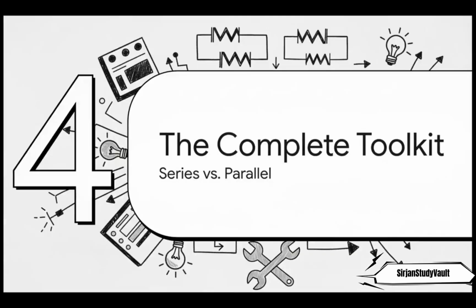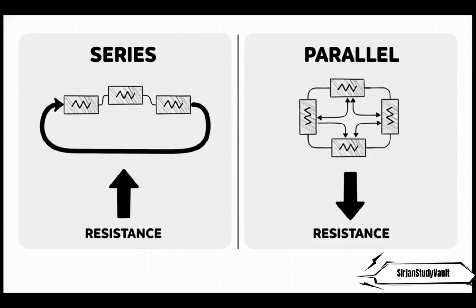All right, you've learned the two fundamental combinations, so let's put it all together now. We'll create a little side-by-side comparison, your complete toolkit for solving any of these problems. And here it is, the whole story in one place. For series, think single path, the current is the same everywhere, and the total resistance just adds up and gets bigger. For parallel, think multiple paths. The voltage is the same across them all, you use that inverse formula, and the total resistance always gets smaller. These are the core rules that will get you through.